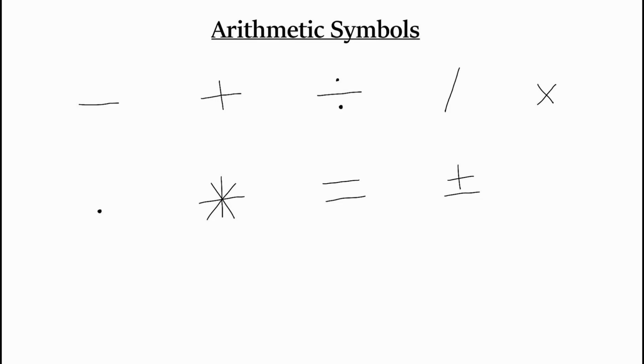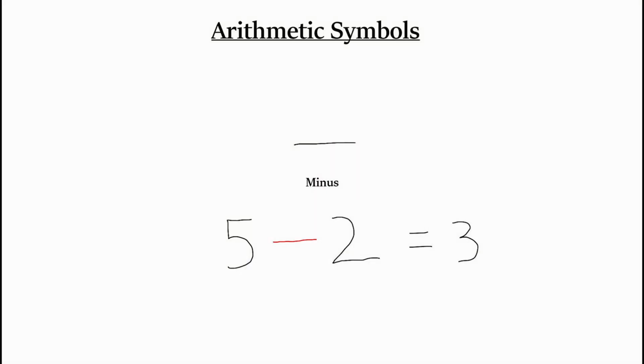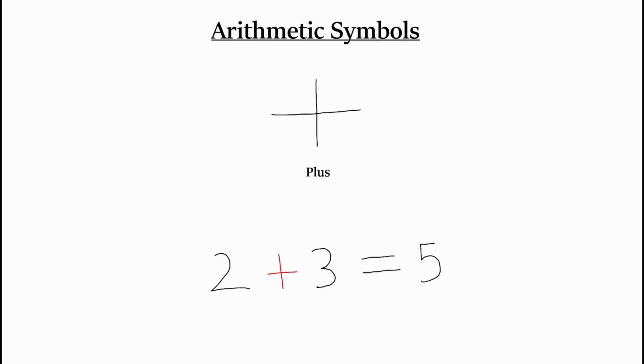Arithmetic symbols. You are probably familiar with most of these, but let's talk about them. Minus means subtract. 5 minus 2 equals 3. Plus means add. 2 plus 3 gives us 5.